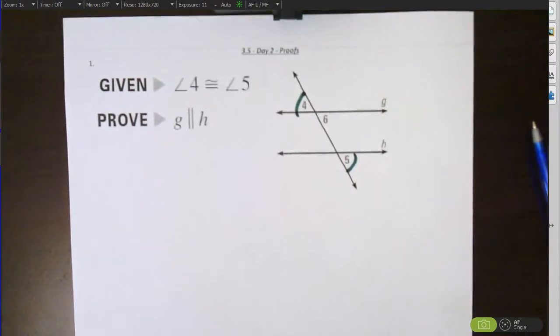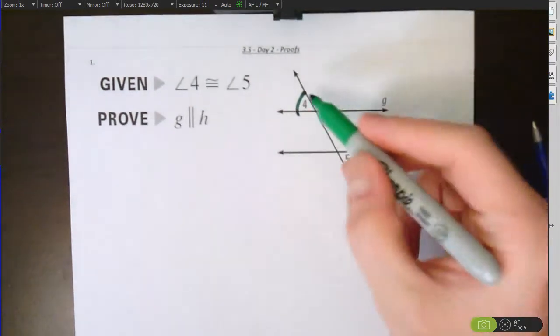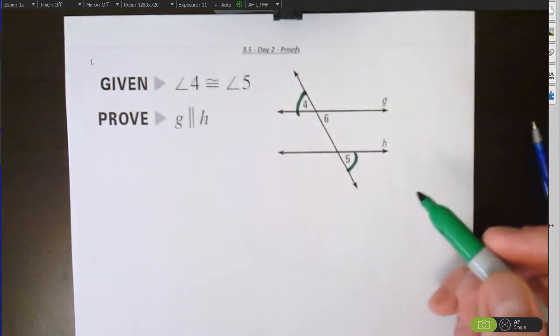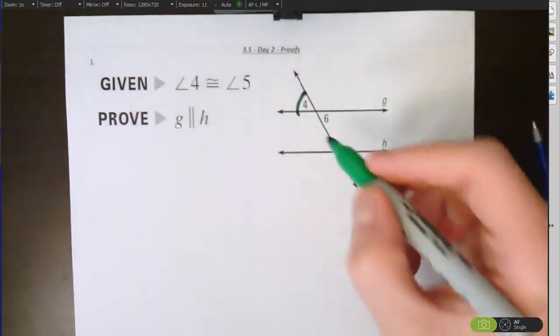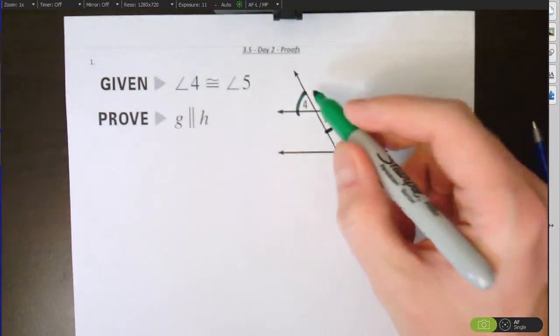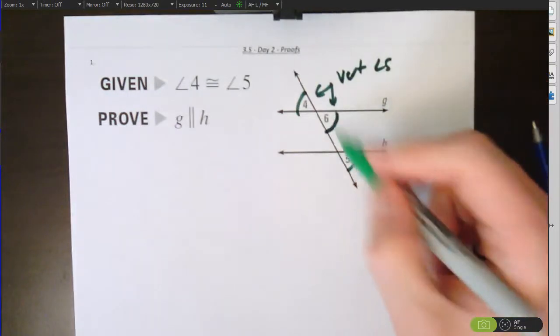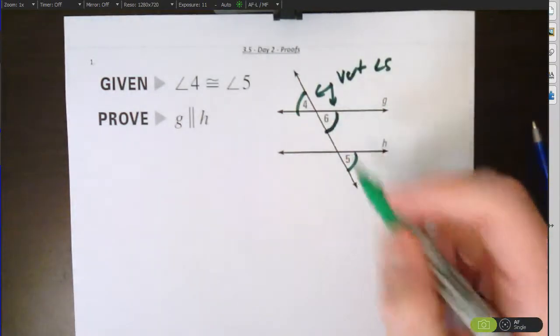Now there are two ways to go about this. One is a very simple one. G and H are a pair of alternate exterior angles. We have a pair of alternate exterior angles that are congruent, therefore the lines are parallel. The other way is to catch that 4 and 6 are congruent through vertical angles, and that 6 and 5 are parallel because they're corresponding angles.